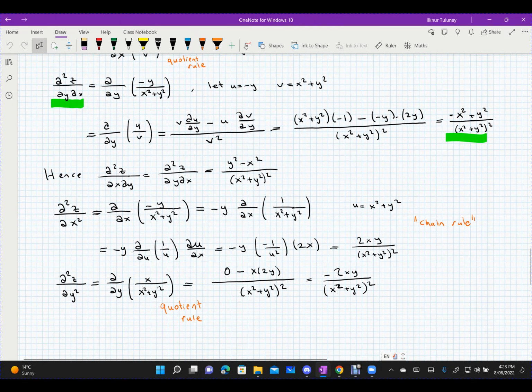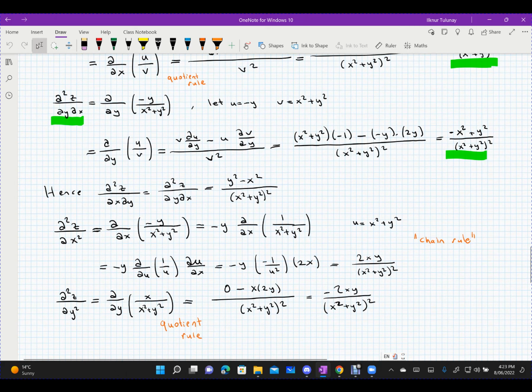In some stage of this question we were asked, what are the other partial derivatives? The other partial derivatives: d squared z, we differentiate with respect to x twice, and we differentiate with respect to y twice. So this is the dz over dx, and then we differentiate again with respect to x. Y here is a constant, because we are doing the partial derivative with respect to x.